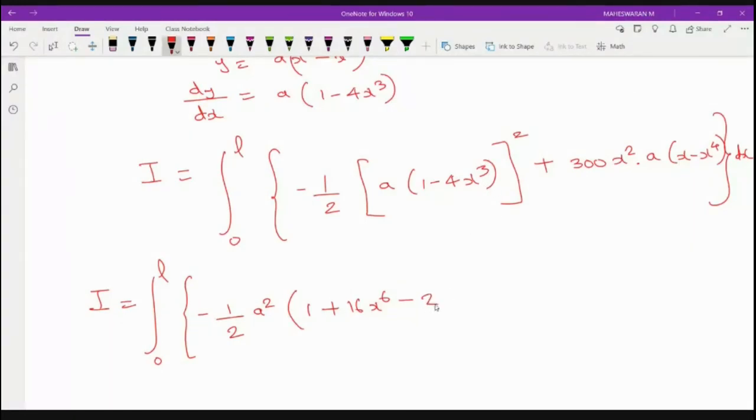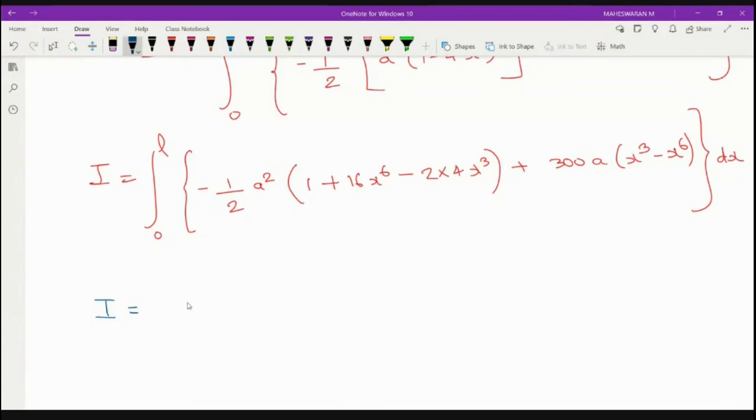So 2 into 4x cube, this term plus 300a as a common term. This x square I am bringing it inside. So we'll get x cube minus x power 6. This is my term. Okay, let me integrate it. So minus 1 a square by 2, that is a common term. I will take it out. Integrating this 1, integrating, I will get x plus 16 x square.